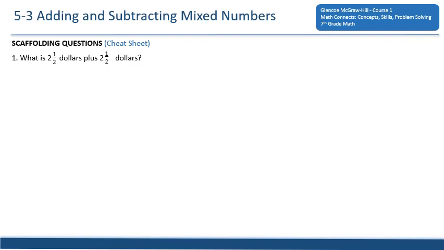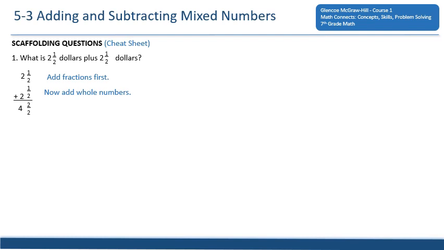Scaffolding questions. What is $2.50 plus $2.50? 2 and 1/2 plus 2 and 1/2. We'll add the fractions first. So 1/2 plus 1/2. We have like denominators, so we'll just add the numerators. 1 plus 1 is 2 over 2. And now we'll add the whole numbers. 2 plus 2 is 4.